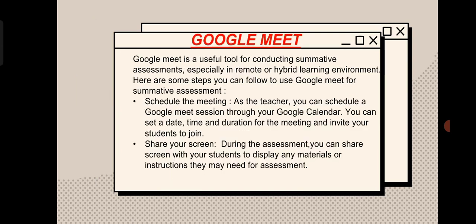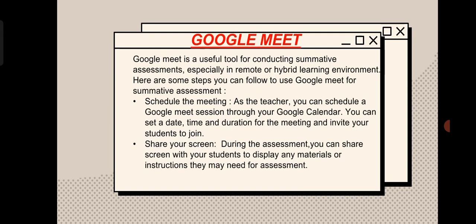The second one is Google Meet. Google Meet is a useful tool for conducting summative assessment, especially in a remote or hybrid learning environment. Here are some steps you can follow to use the Google Meet for summative assessment. Schedule the meeting. As the teacher, you can schedule a Google Meet session through Google Calendar. You can set a date, time, and duration for the meeting and invite your students to join.